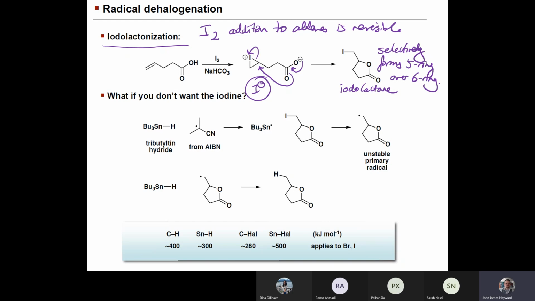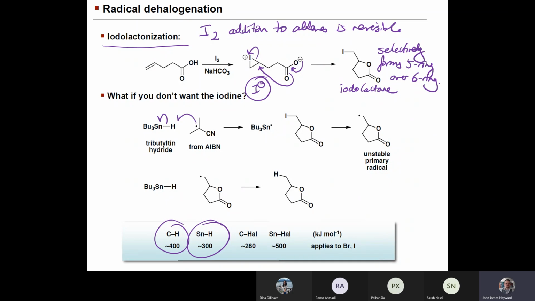So this is radical dehalogenation. It's useful for more than just dehalogenation, but this is what we're going to talk about right now. So tributyl tin hydride and a radical that's been initiated from AIBN. Well, CH bonds we know are pretty strong, and they're certainly a lot stronger than tin hydride bonds. And we know that right down here. So we radically abstract the hydrogen from the tin to generate tributyl tin radical.